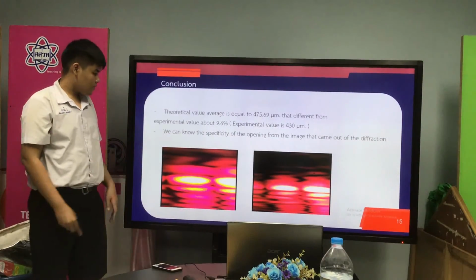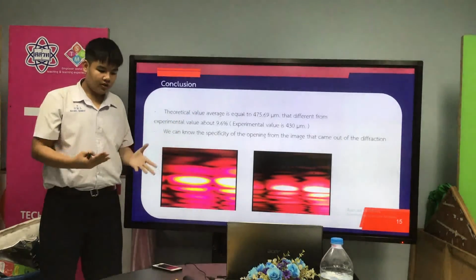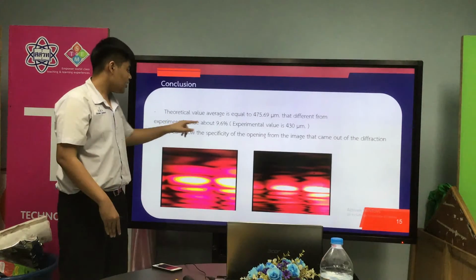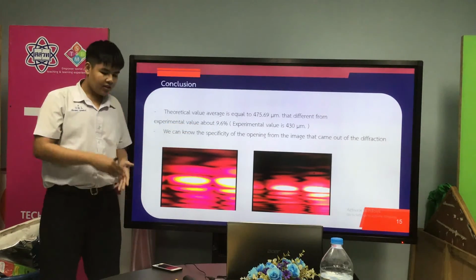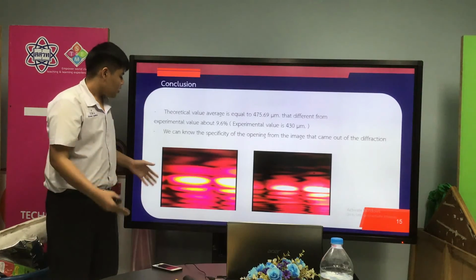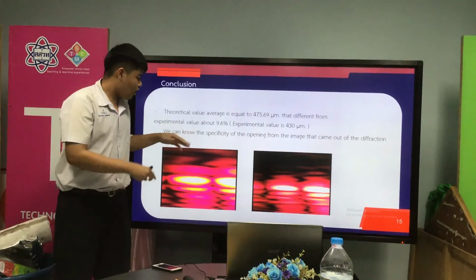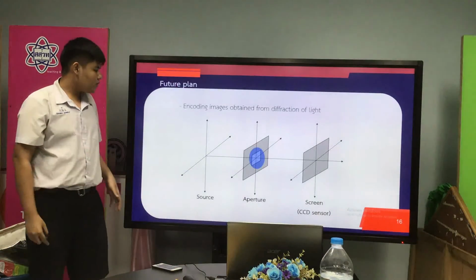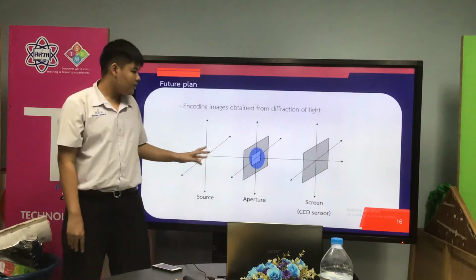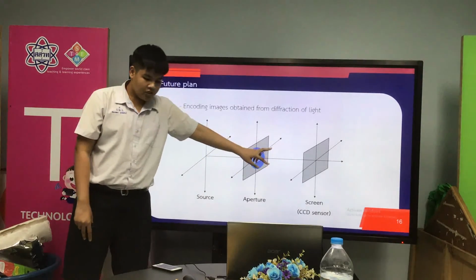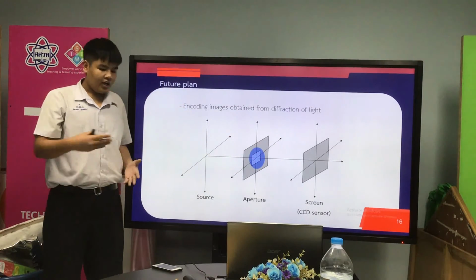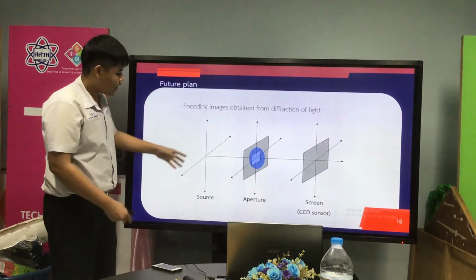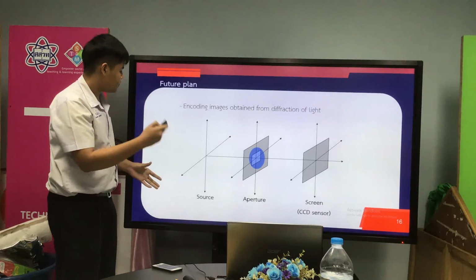The conclusion is that when we take the average of the values that we calculate, the difference from the real value is 9.6%, and we can observe the specifics of the opening from the image that I have collected. Our future work is encoding an image obtained from the diffraction of light. I will use the picture on the screen to be the code, which is hard to hack because if we use another temperature, it will make another picture on the screen.